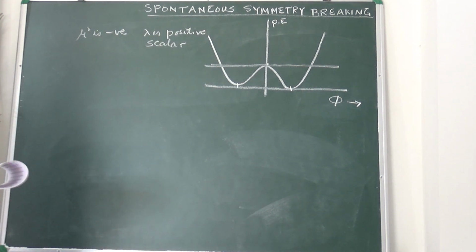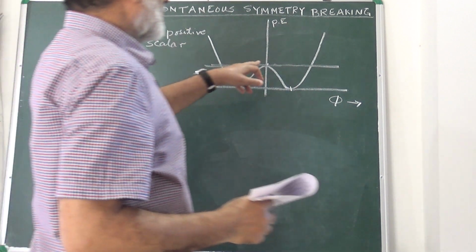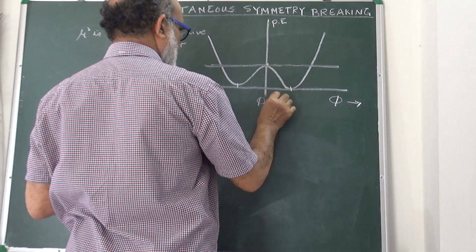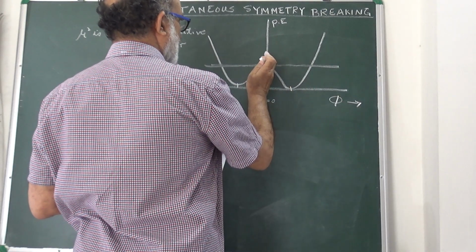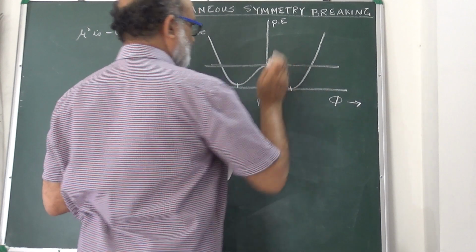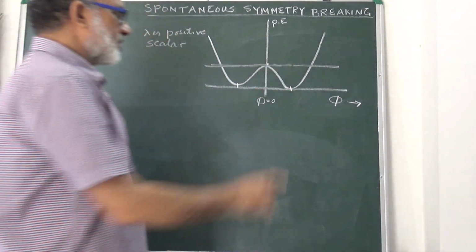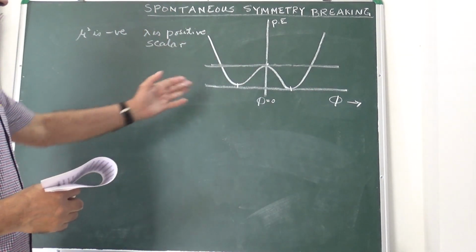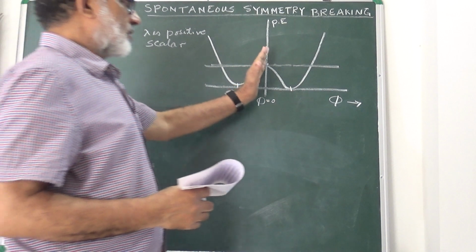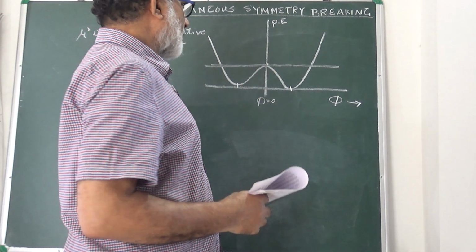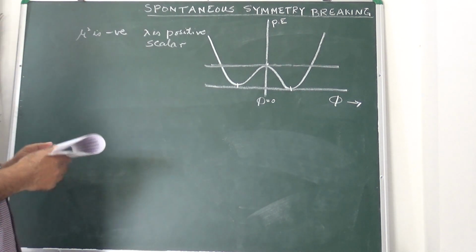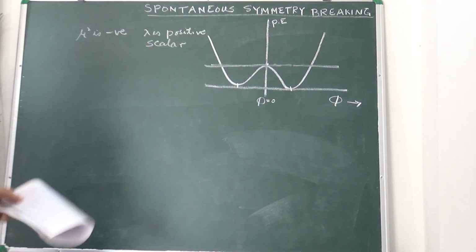Now, instead of taking a 0 value of the field here, phi equal to 0 here, why not we shift the 0 to where the potential is minimum? This is just simply because shifting the reference will not change the physics. So why not we take one of the minimum potentials as our reference.